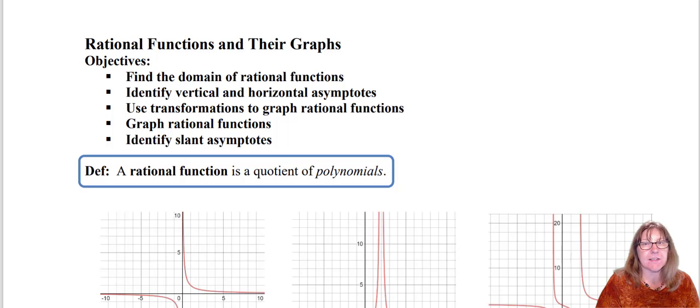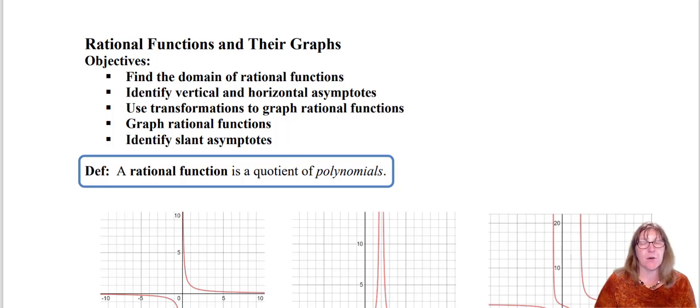So far we've looked at several types of functions. We kind of started our study by defining a function, and since then we've looked at linear functions, we looked at quadratic functions. We then learned that both of those are types of polynomial functions. We are now moving on to a different type of function called a rational function. A rational function is a ratio of polynomials.